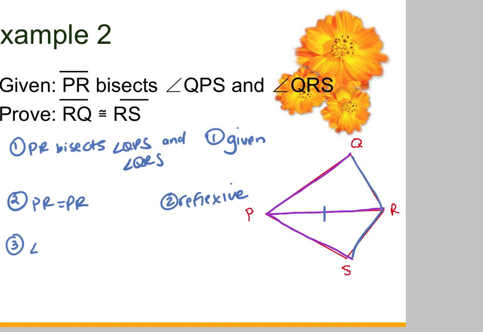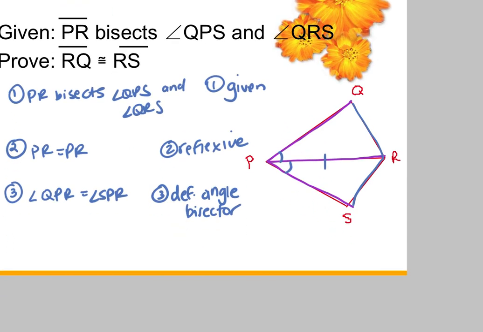QPR equals SPR. Good. So I've got this one and this one. What's your reason? Definition of angle bisector. Good. And when SRP and QRP equals everything. Yep. So you can actually put those together in one step. QRP, SRP. So you could separate that out into two or one because the reason's the same.